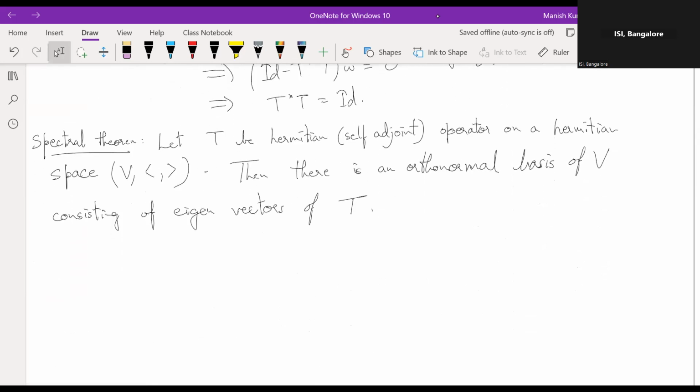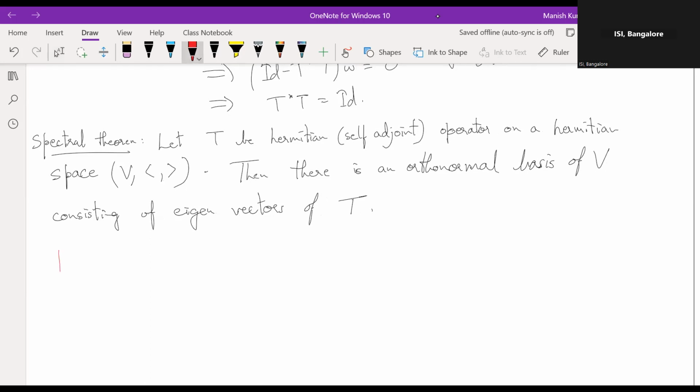Okay, so let's see the spectral theorem. So let T be a Hermitian, self-adjoint operator on a Hermitian space, Hermitian or self-adjoint, whatever you like, they're the same thing. Then there is an orthonormal basis of V consisting of eigenvectors of T. Yeah, so this is the spectral theorem, and it has some translation in terms of matrices, which I mentioned last time. So maybe after the proof of the spectral theorem, we'll mention that. Yeah. So let's see a proof.